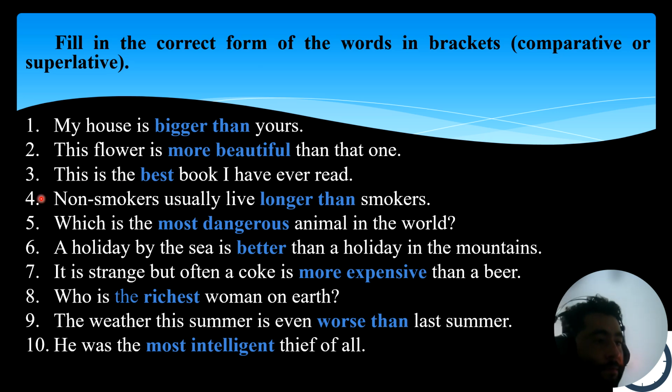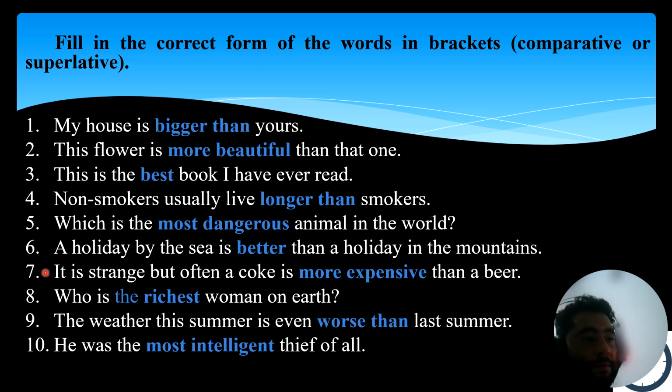Number four, non-smokers usually live longer than smokers. Okay, we are talking about two types of people in this case. Number five, which is the most dangerous animal in the world? Okay, again, in this case, we're talking about a group in the world. Number six, a holiday by the sea is better than a holiday in the mountains. We're talking about two holiday experiences.